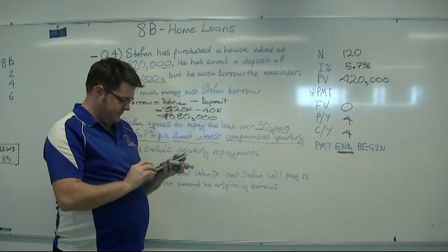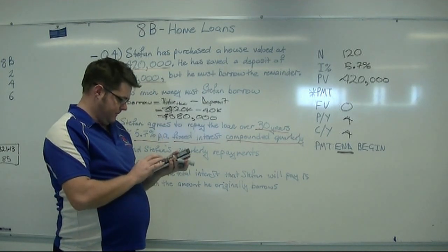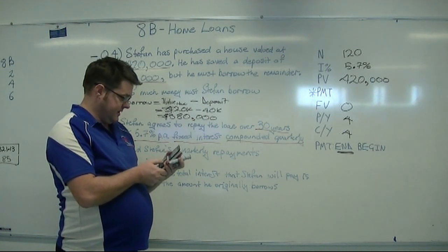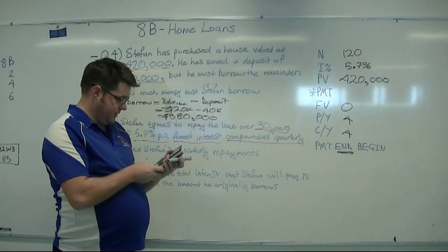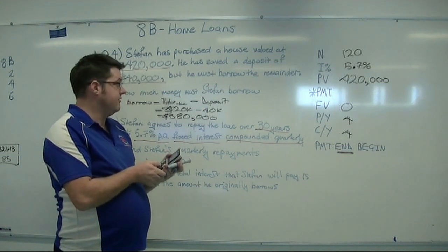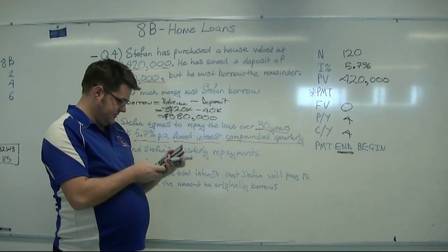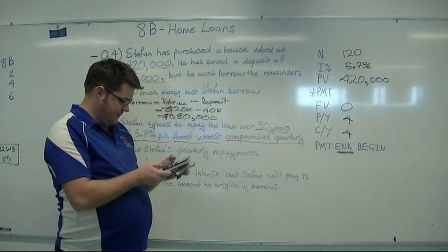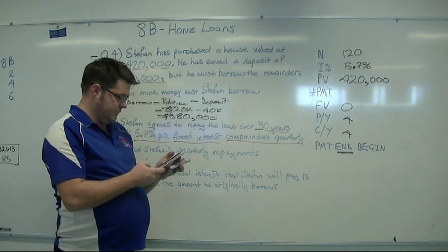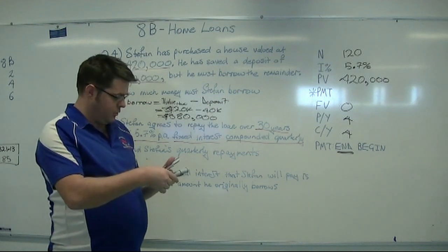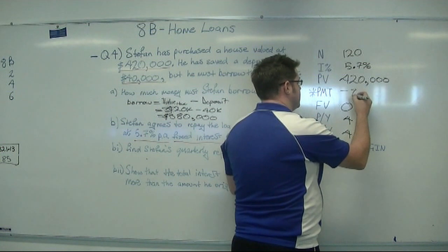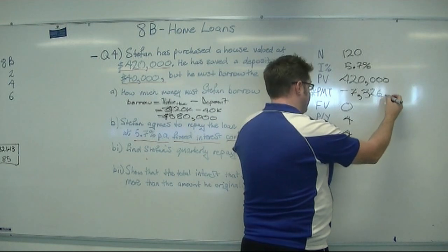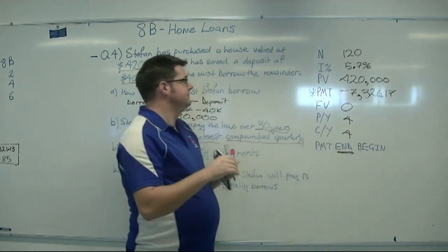If we go Apps, Finance, TVM Solver, plug our numbers in, so 120, 5.7, going down the page, 420,123, solve for that. Our future value is 0, we leave that as it is. 4 and 4. Go back to our payment value, hit alpha and enter, which is the solve button. And our quarterly repayments, minus $7,326, and let's say 17 cents.